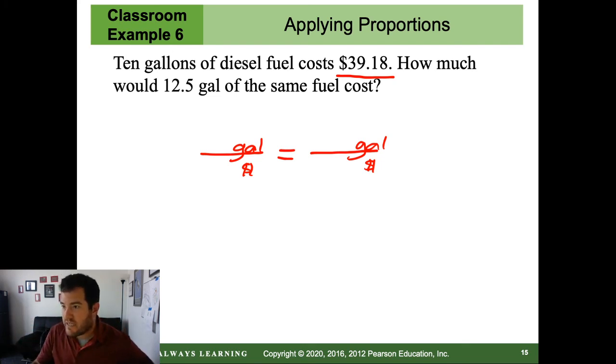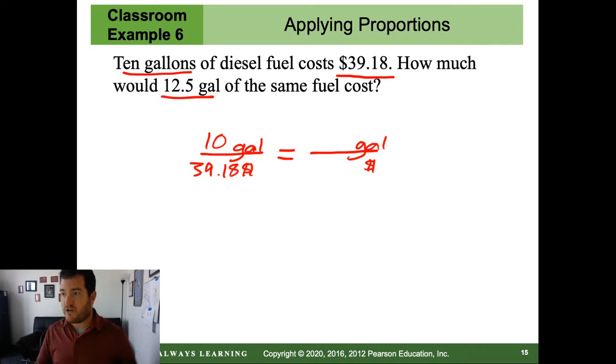So let's use this 10 gallons costs $39.18. So I'm going to put 10 up here, and I'm going to put $39.18 there. And it says how much would 12 gallons go? So you have to ask yourself, where does gallons go? Well, gallons was on the top here, so I'm going to put gallons there, and it says how much. So I don't know the price. Okay? Then, to solve, you do exactly like you did before.